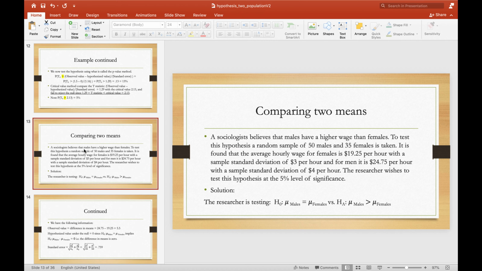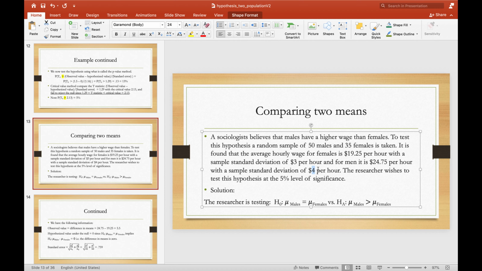Now let's go over another example. So here we have a sociologist. They believe that males have a higher wage than females, and to test this hypothesis, they take a random sample of 50 males and 35 females, and they find that the average hourly wage for females is $19.25 per hour with a sample standard deviation of 3. For men, it's $24.75 per hour with a standard deviation of $4 per hour. The researcher wishes to test this hypothesis at the 5% level of significance.